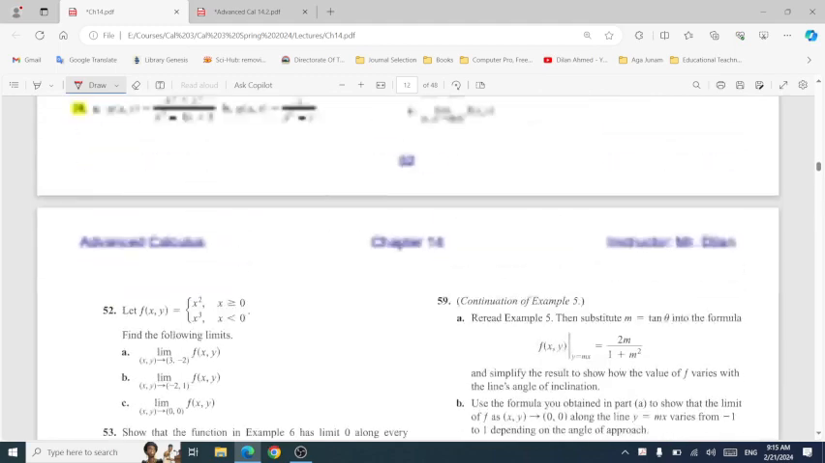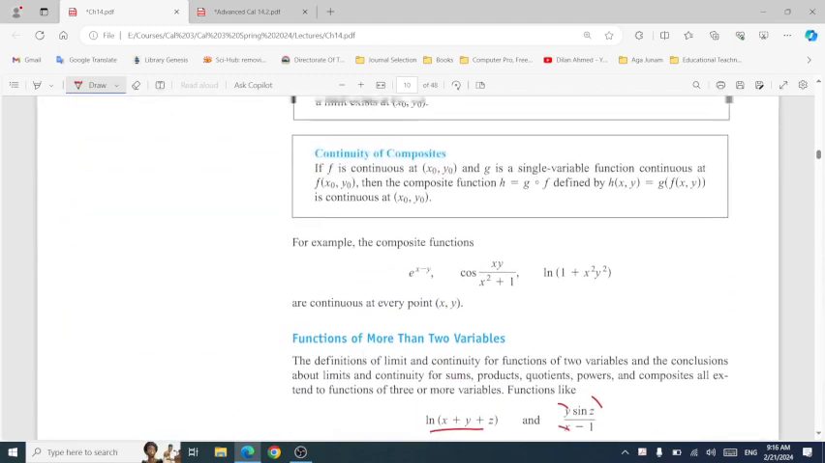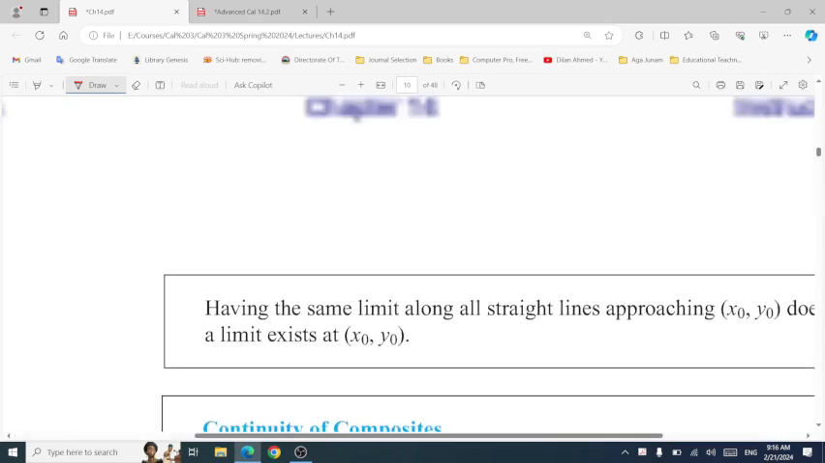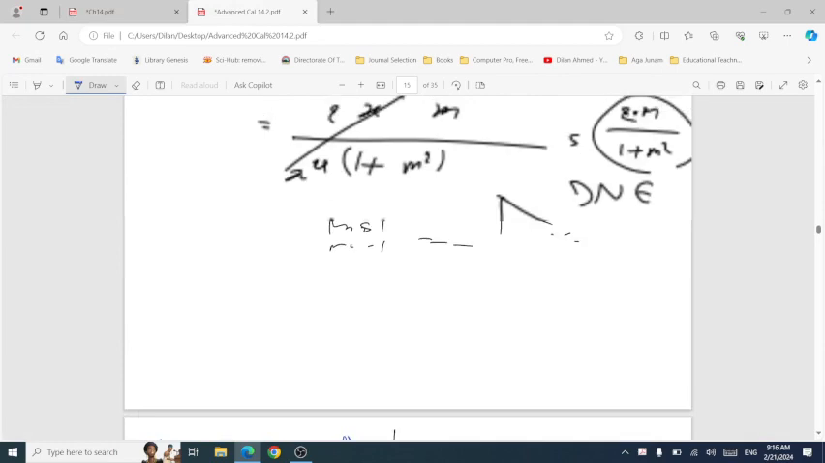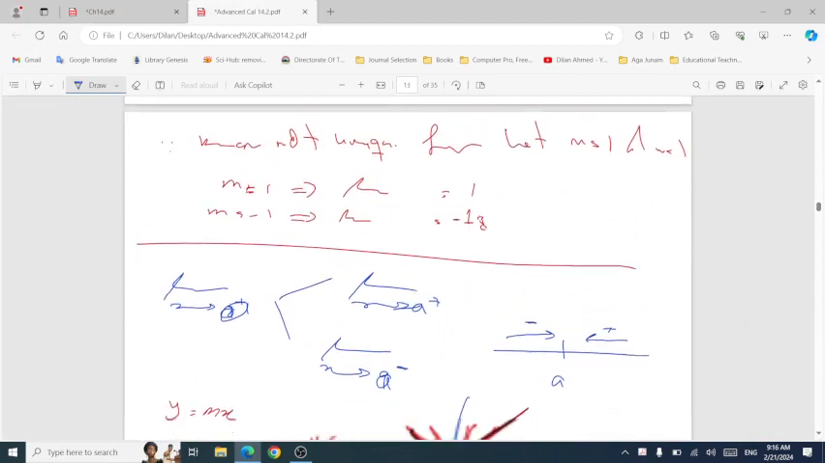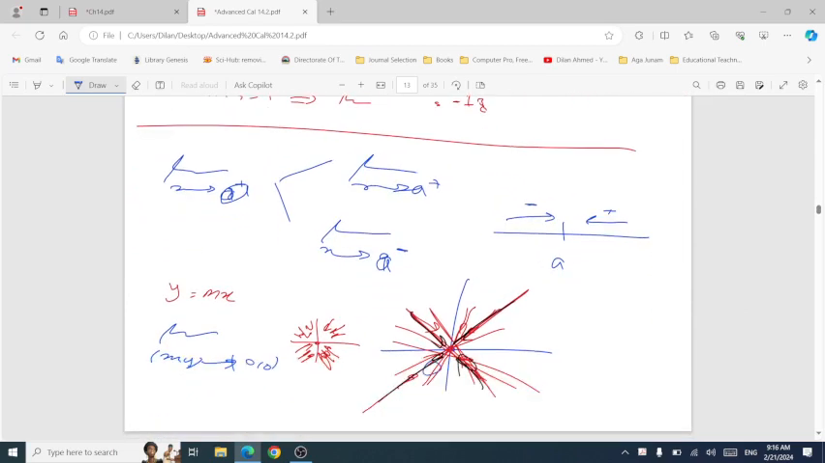Which one? That one? Yes, yes, thank you. Also that one. As we mentioned, sorry for pausing the video. As we mentioned, in calculus 1 we say right and left. But here for two variables, we have two paths. The paths we mean by right are a straight line like that.